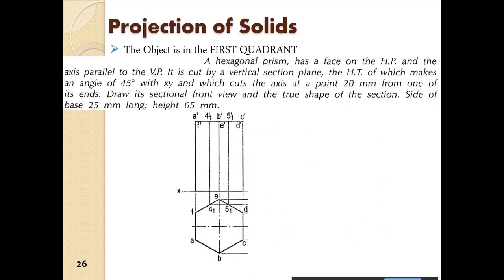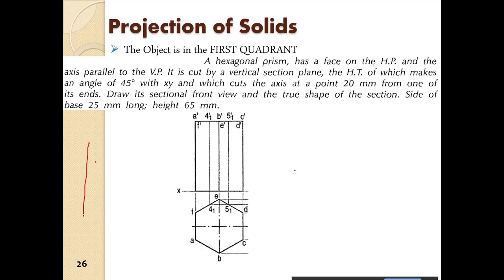A hexagonal prism has a face on the HP, so it is basically lying down, and the axis is parallel to the VP. It is lying down and is cut by a sectional plane, the HT of which makes an angle of 45 degrees with the XY. So basically the plane is making an angle of 45 degrees with the horizontal plane.